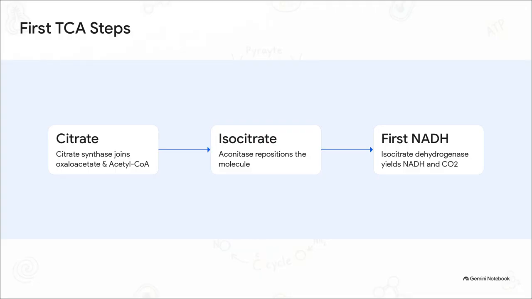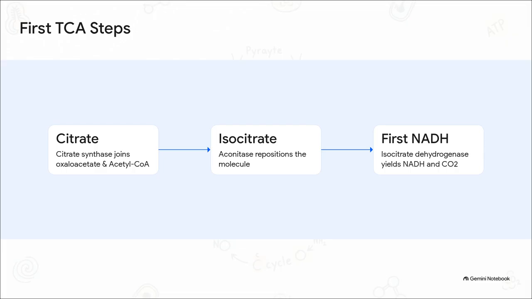Okay, let's actually build the cycle step by step. Step 1. An enzyme called citrate synthase joins our 4-carbon oxaloacetate and our 2-carbon acetyl-CoA to make the 6-carbon molecule citrate. We are officially in the cycle. Step 2. An enzyme named aconitase slightly rearranges that citrate into isocitrate. We still have 6 carbons, we're just repositioning things.